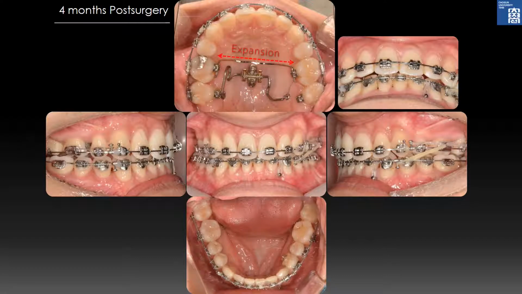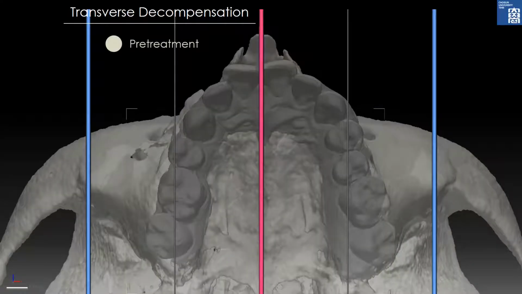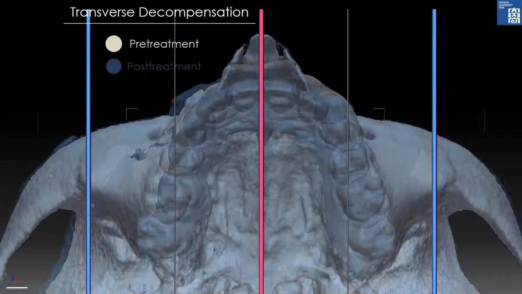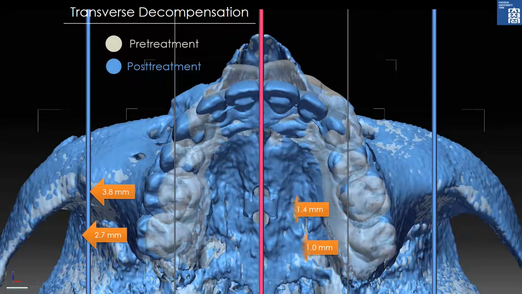Transpalatal arch was expanded and expansion force was applied on the maxillary right second molar from the palatal lever. To intrude mandibular left incisors, a mini implant was placed and elastomeric chain was connected. Class 3 elastic was used on the left side for more transverse decompensation of the mandibular midline. After 9 months of post-surgical orthodontic treatment, brackets were debonded. Ivory shows pre-treatment and blue shows post-treatment. Arch symmetry was established orthodontically.